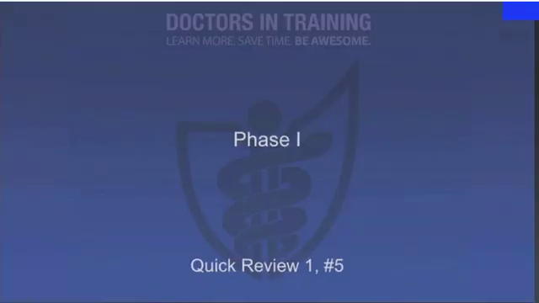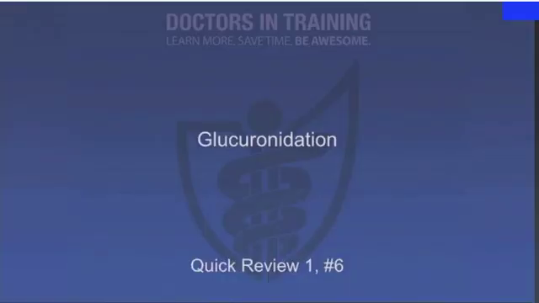Number 5, which phase of biotransformation is performed by cytochrome P450? So we've talked about phase 1 and phase 2. Cytochrome P450 is involved with phase 1 metabolism. Number 6, what is the most common and most important phase 2 conjugation reaction? This is glucuronidation. Here, glucuronic acid is added to the drug. This results in drug inactivation and also facilitates drug excretion by making the molecule more polar.